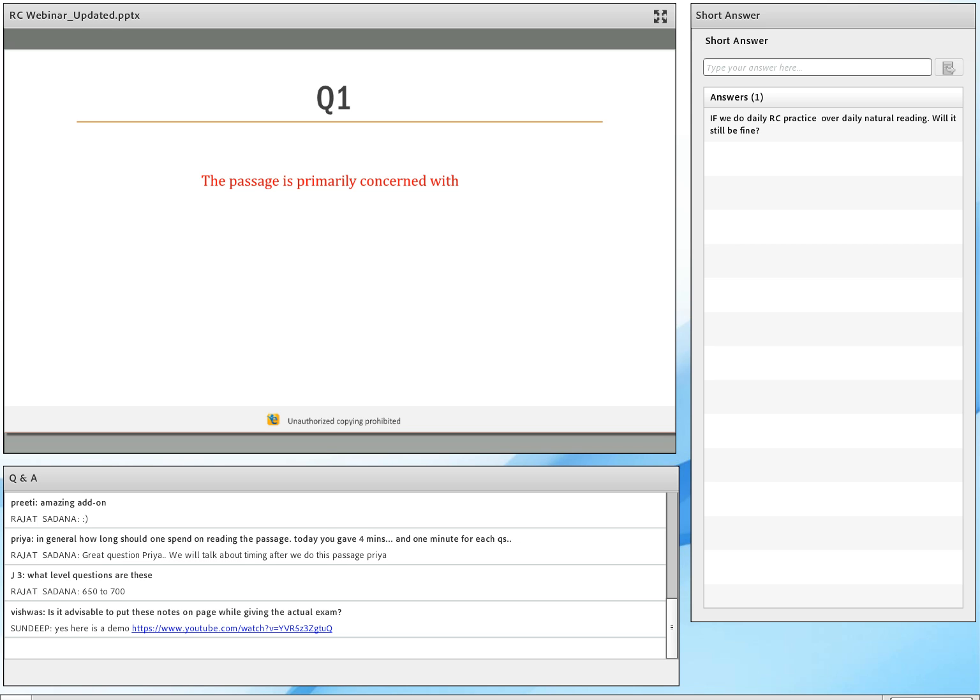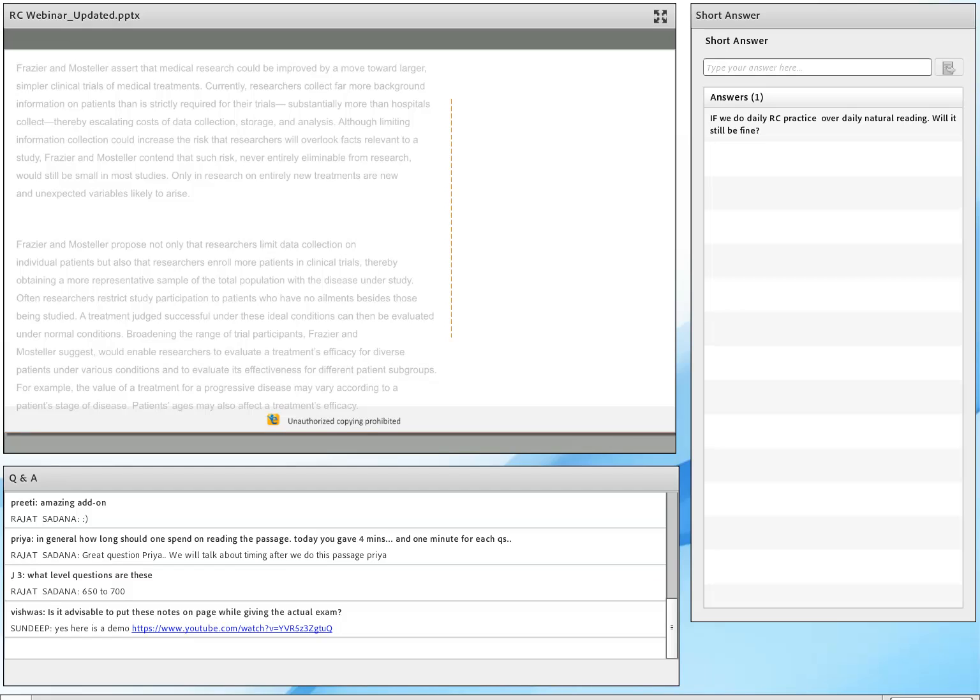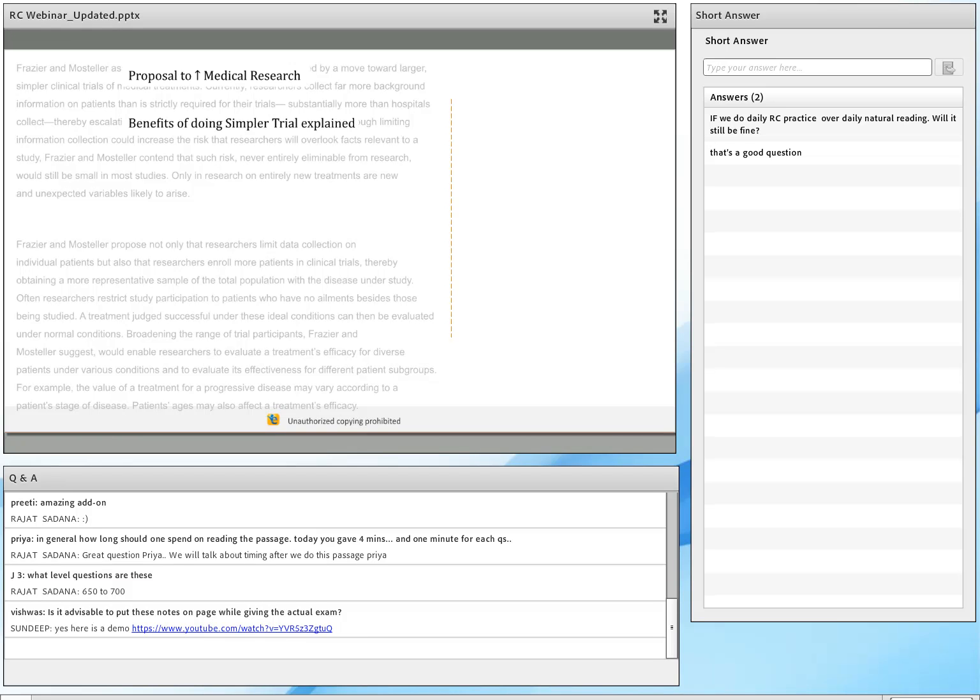Okay, now let's go to our main point question. But before we do that, someone is asking about pre-thinking. What is pre-thinking? Pre-thinking is before we look at the answer choices, we look at what the answer could be. So when you look at this, we are given a proposal to increase medical research. The benefits then, what are these? The two ways to improve medical research.